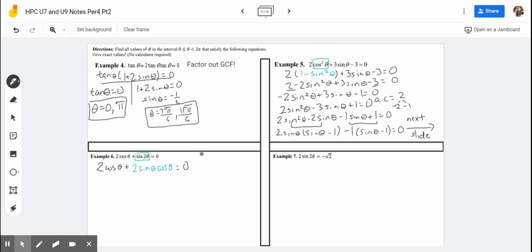And this actually turns out very similar to what we had in example 4, where we're just going to have to essentially factor out a GCF. So let me duplicate this here. This is just essentially another GCF problem. And in this case, the GCF is 2 cosine theta. So we'll have 2 cos theta times 1 plus sine theta is equal to 0.